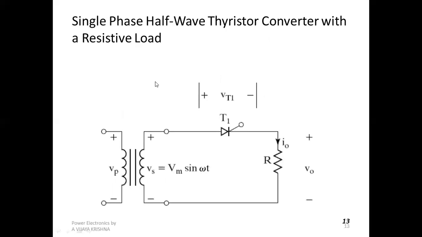Now we discuss the principle of phase control using a single phase half wave thyristor converter with a resistive load. It is also called a half wave controlled converter, or half wave controlled AC to DC converter. We have different names: single phase half wave thyristor converter with a resistive load, or single phase half wave AC to DC controlled converter with a resistive load.